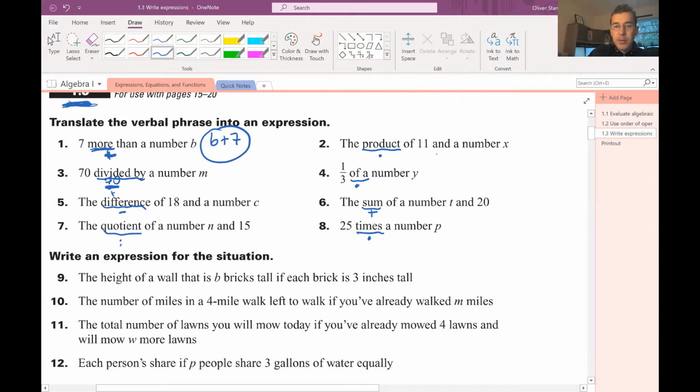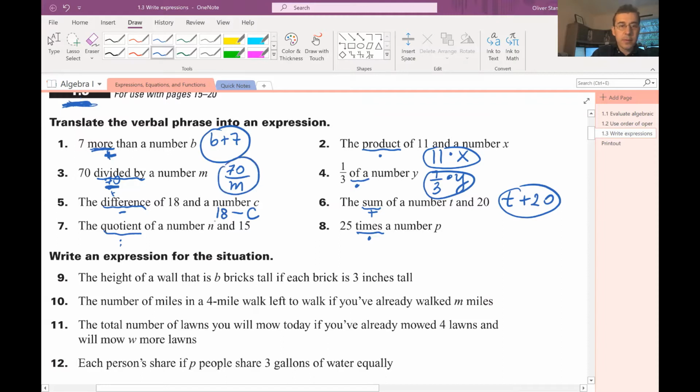Number 2, the product of 11 and a number x. So it's 11 times x. That's the expression. Number 3, 70 divided by a number m. 1/3 of a number y. That means 1/3 times y. Number 5, the difference of 18 and a number c. So 18 and a number c, the difference, that's minus. The sum of a number t and 20, t plus 20. Okay, so these are the answers.